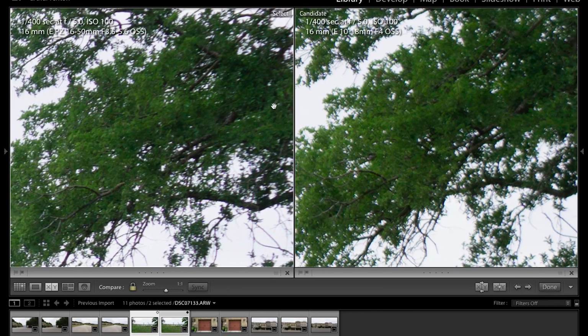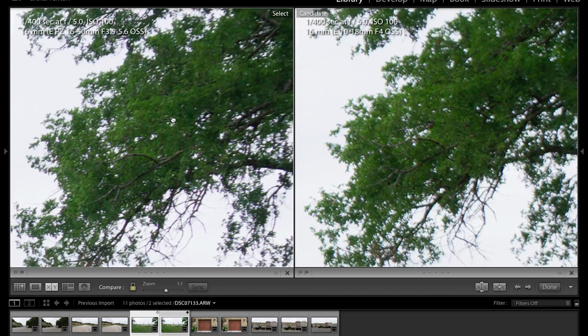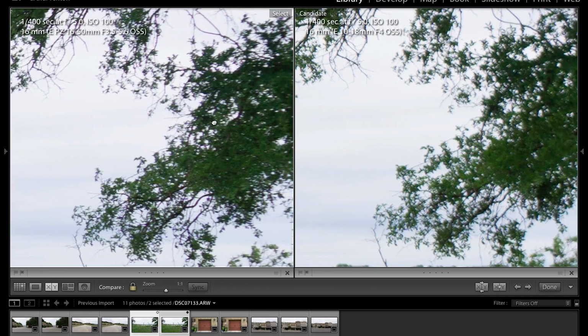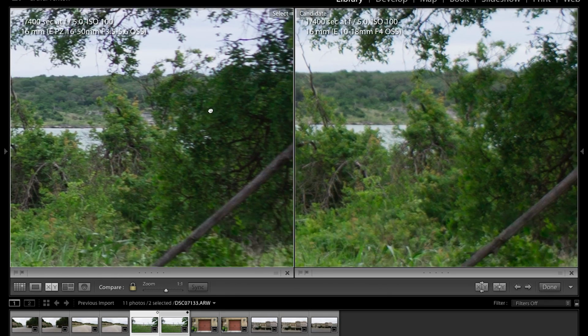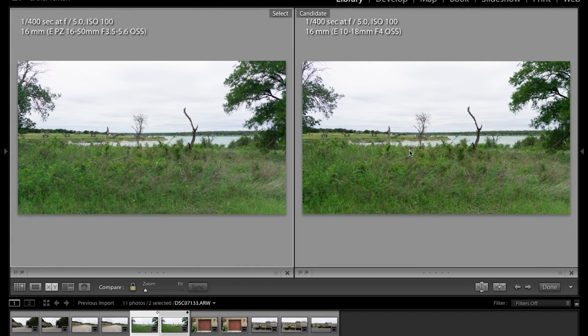This side. Interesting. So this side looks like the kit is actually a little sharper. Yeah. 10-18 is a little bit soft here. But then it's about the same there. So this one I would say goes to the 10-18.